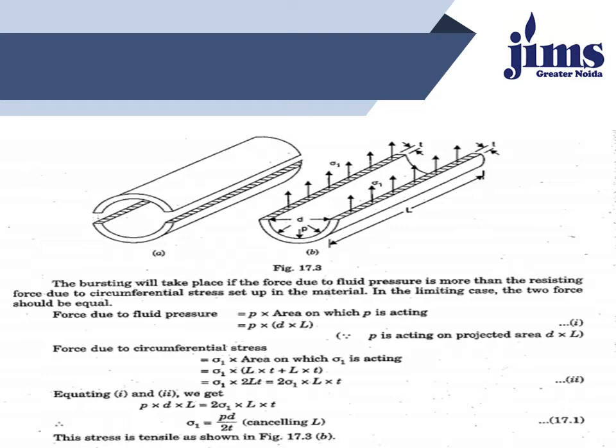The force due to circumferential stresses is sigma 1 multiplied by the area on which sigma 1 is acting, that is L into t plus L into t. So it is sigma 1 multiplied by 2Lt. 2Lt is the projected area on which the circumferential stress is acting. Equating equations 1 and 2, P multiplied by D into L is equal to sigma 1 multiplied by 2 L into t. That gives the final result: sigma 1 is equal to PD by 2t. This is the formula by which we can calculate the circumferential stress.